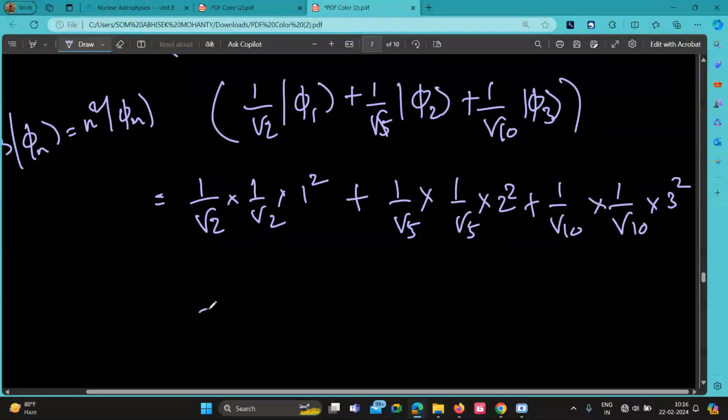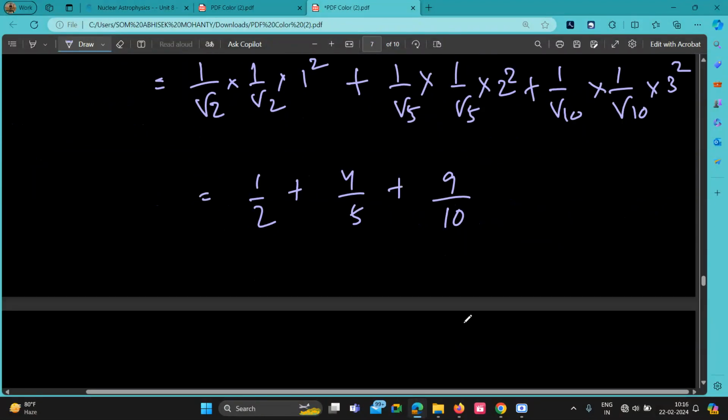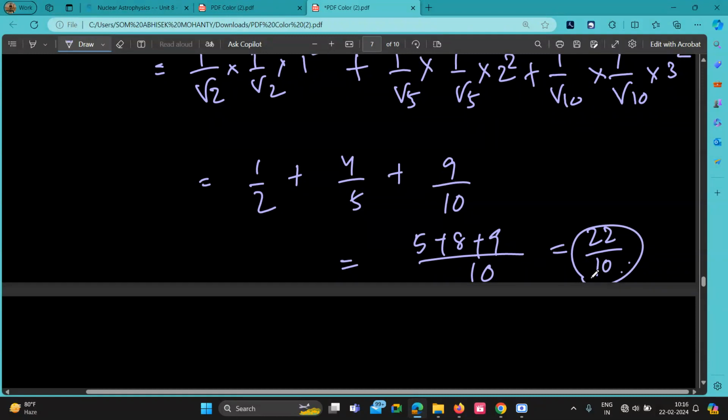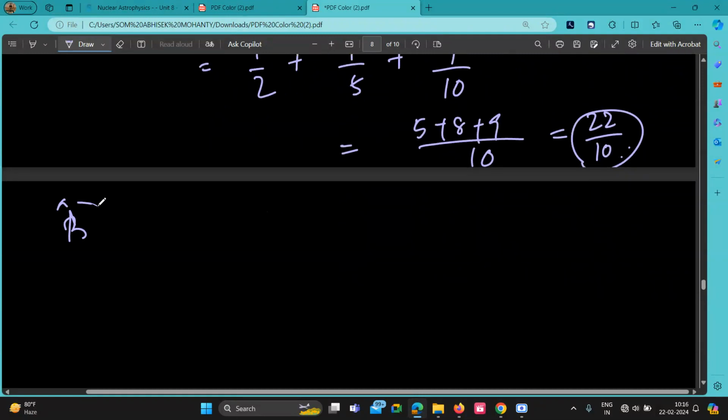So that is 1 by 2 plus, if you calculate it, 4 by 5 plus 9 by 10. I take the LCM as 10 again. This is 5 plus 8 plus 9. So this is 13, 13 plus 9 is 22 by 10. So the expectation value we know is what?